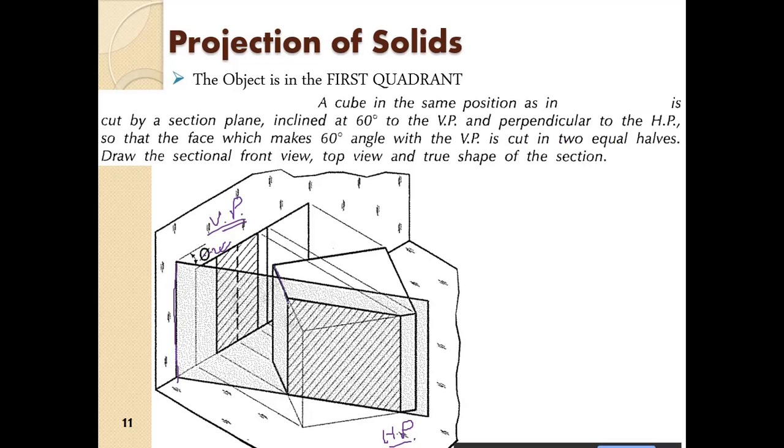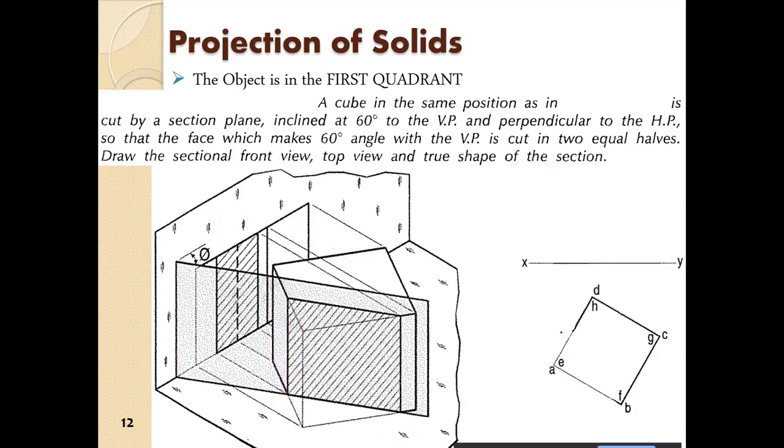So basically this face of the cube is divided into two halves, one half and two half, through this plane intersecting through this point. Draw the sectional front view. So this is the front view, top view and true shape of the section, that also we will see. It is unlikely, but still we will also see what is the shape of the section.